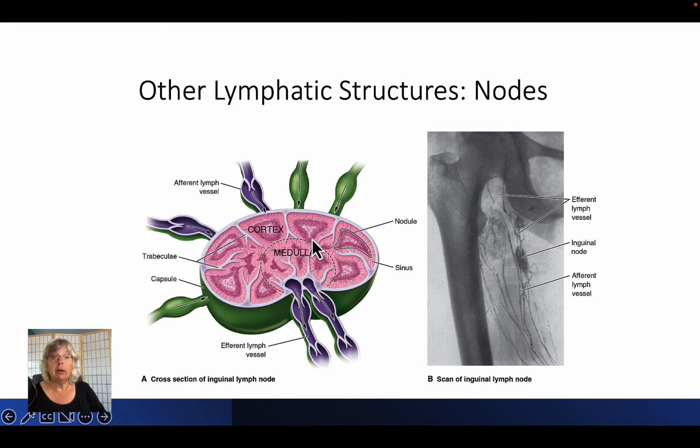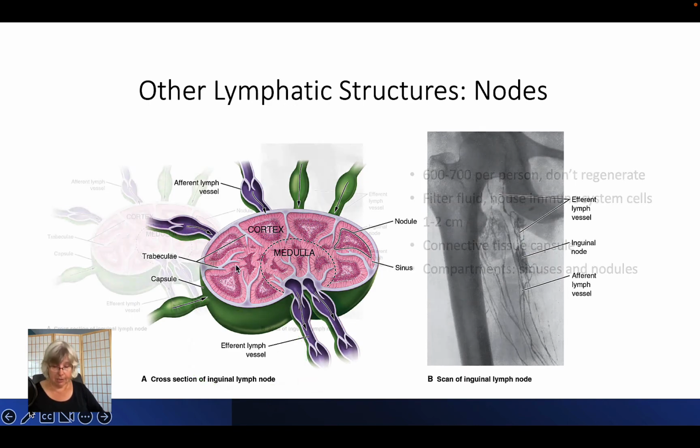Another thing we will notice about the construction of this lymph node is that it only has a couple of efferent vessels. So we have substantially more fluid flowing in and less fluid flowing out. And that tells us something about the pressure inside these lymph nodes.